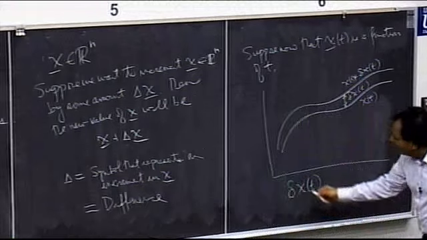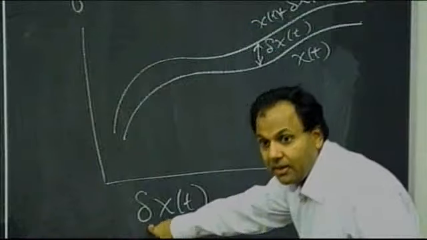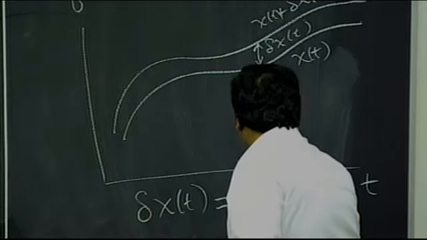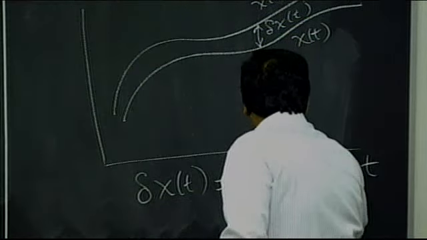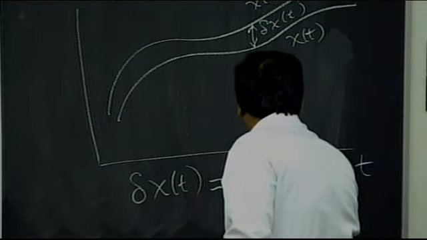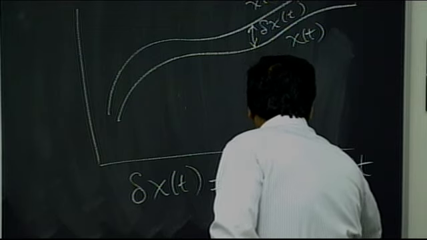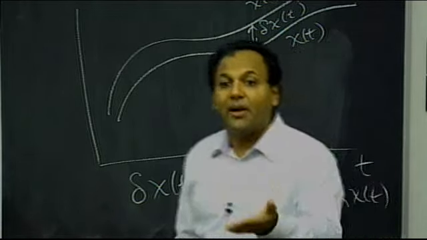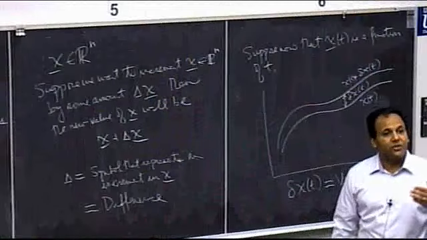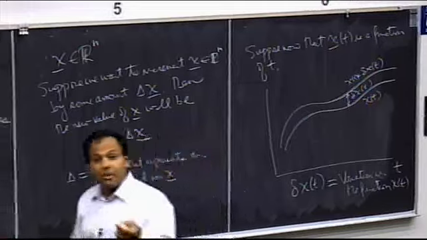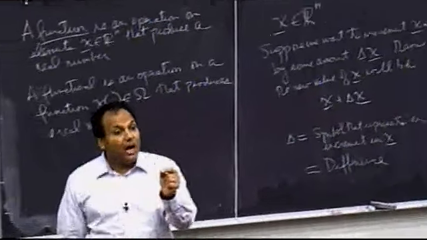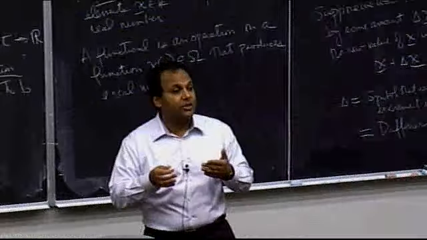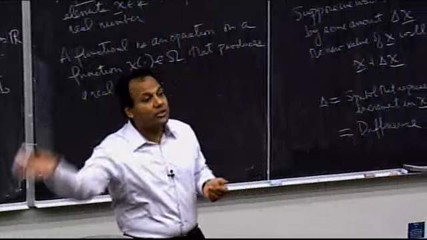Over here, I don't use that notation. I use a little delta. This is called the variation in the function x of t. How does x vary? We don't talk about differences. We talk about variations, because variations are what drive changes in entire functions. We're varying the whole function, right?